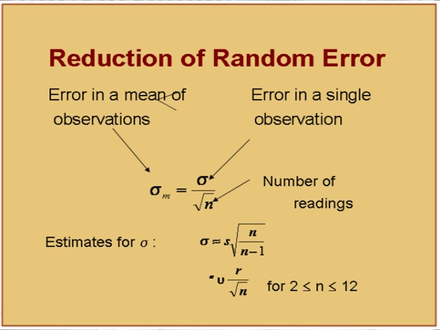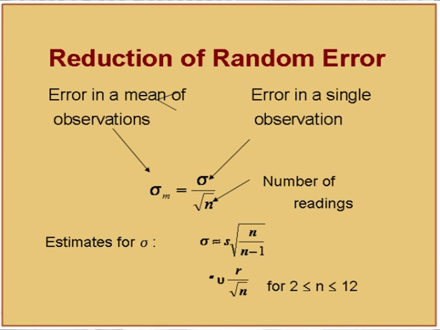Another estimate for sigma: because the calculation of sigma from this formula, s into square root of n by n minus 1, is a little bit involved, one can use an approximation for this. There is a theory behind this also. It states that the estimate of the error in a single observation sigma is approximately equal to the range R, which is the difference between the maximum and the minimum reading, divided by the square root of the number of readings. This formula is fairly accurate for n lying between 2 and 12, so 2 to 12 readings.